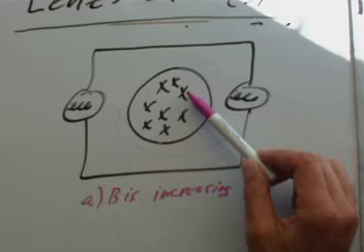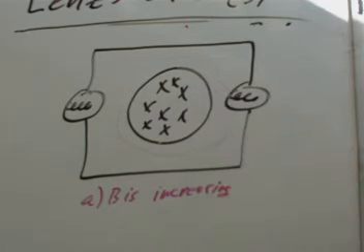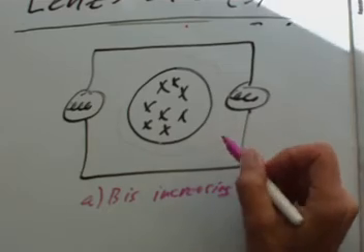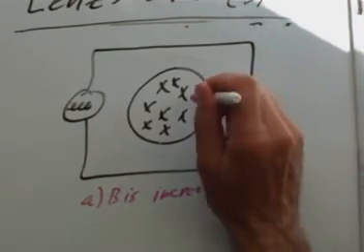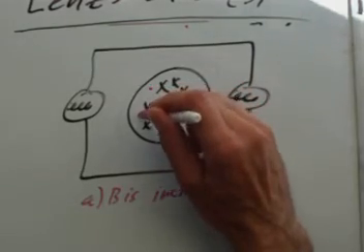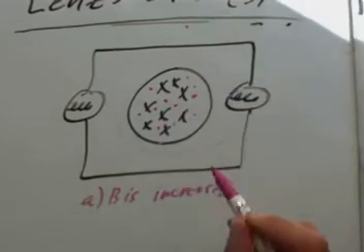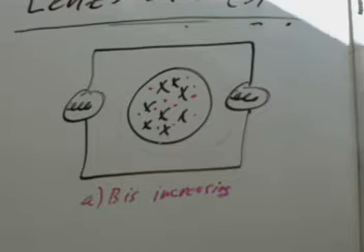So if B is increasing, you have to imagine these arrows pointing into the whiteboard that are getting larger. And what Lenz's law will do is go, okay, we need to start inducing a current in this loop to oppose that change. So we'd really like an induced magnetic field which is up like this. That allows us to oppose the increasing magnetic field down.